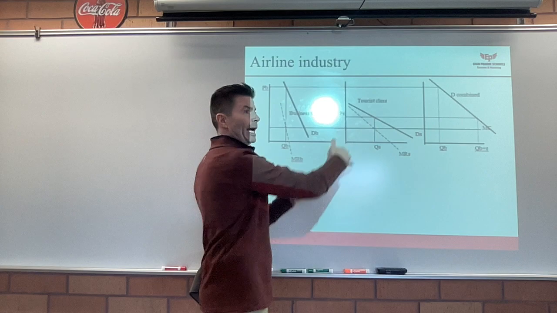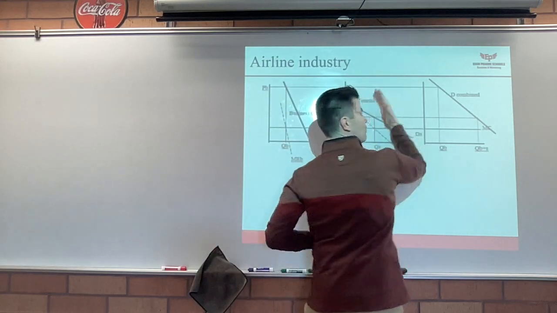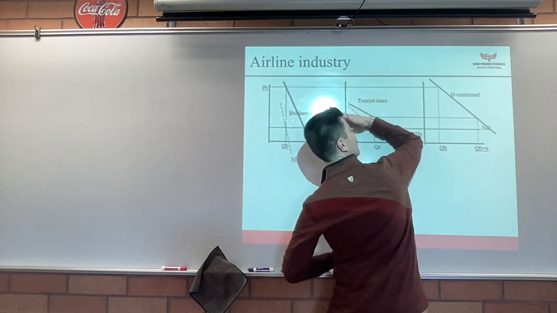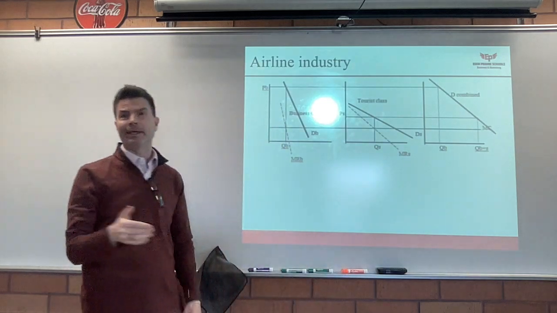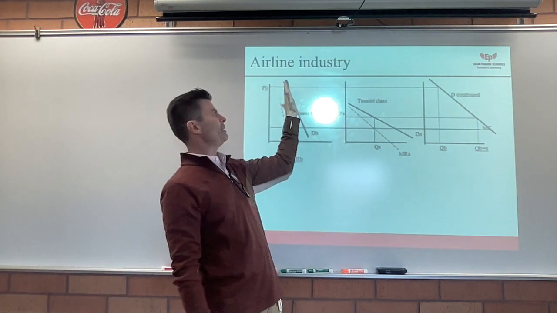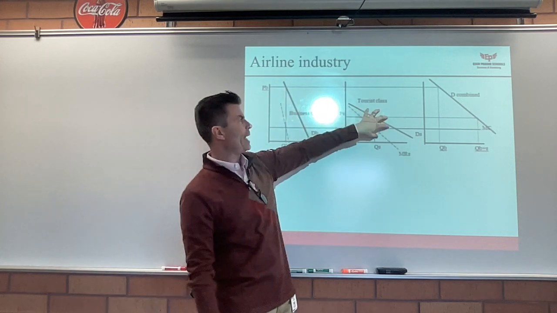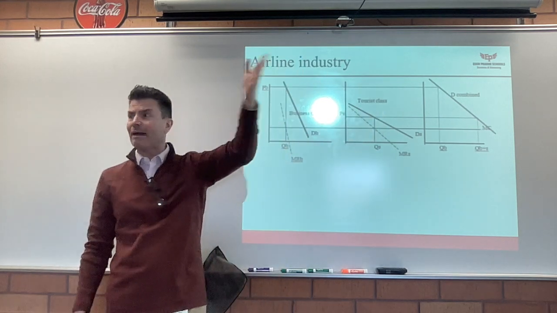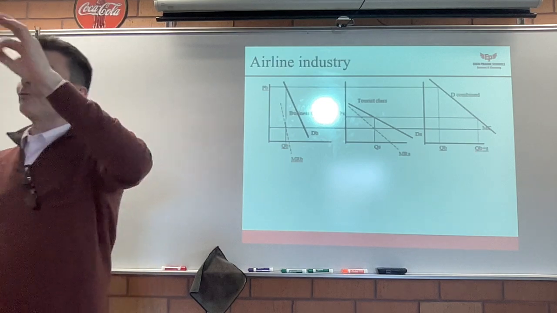But if you go to tourist class, this is all about time. The more time you have, the more elastic a demand curve is. This was one of the test questions maybe, right? The less time you have, the more inelastic it is. And so this is why vacation travelers will book their tickets 4, 5, 6 months out in advance.